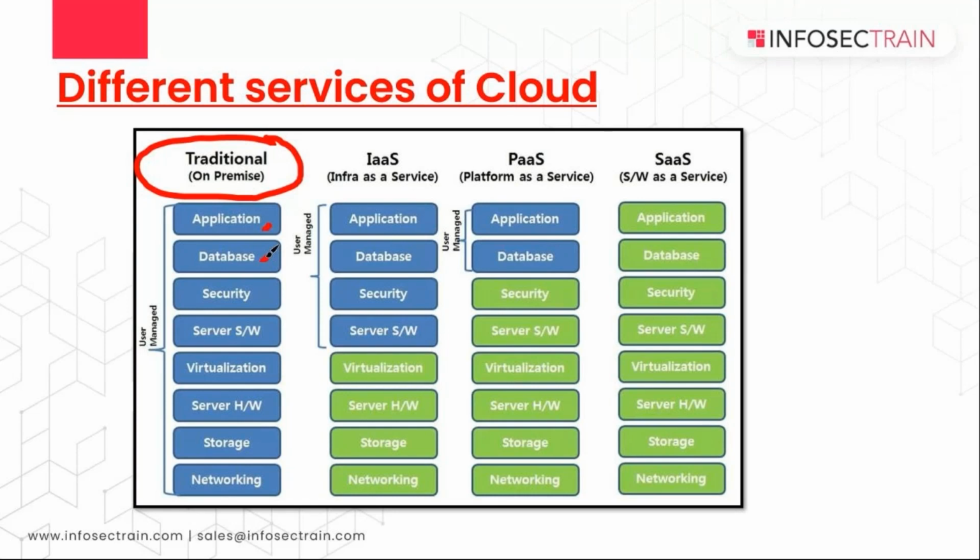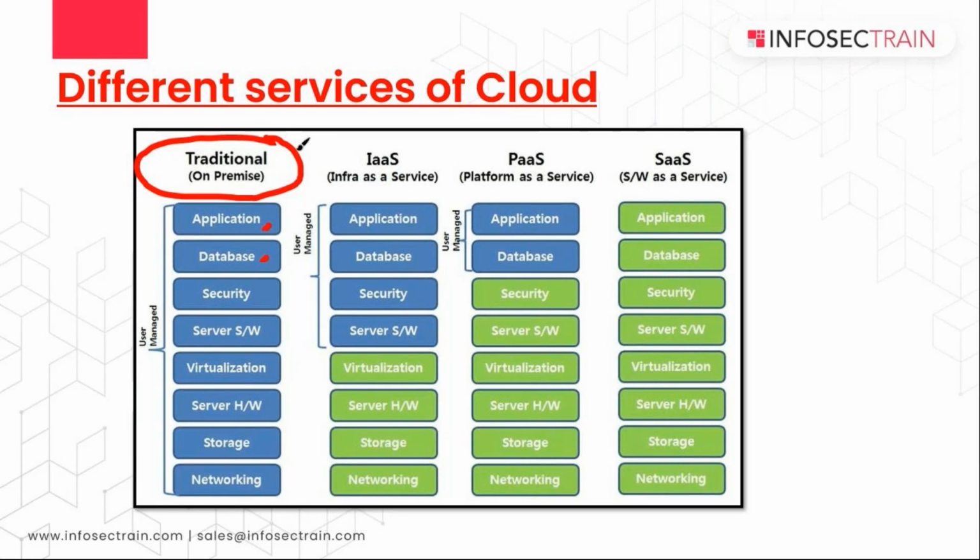If you want to do it, that's the thing we have in place, the traditional on-premises one. You have the application, the database, the security, server, virtualization, storage, networking, all these important components you should have in place in the on-premises one.